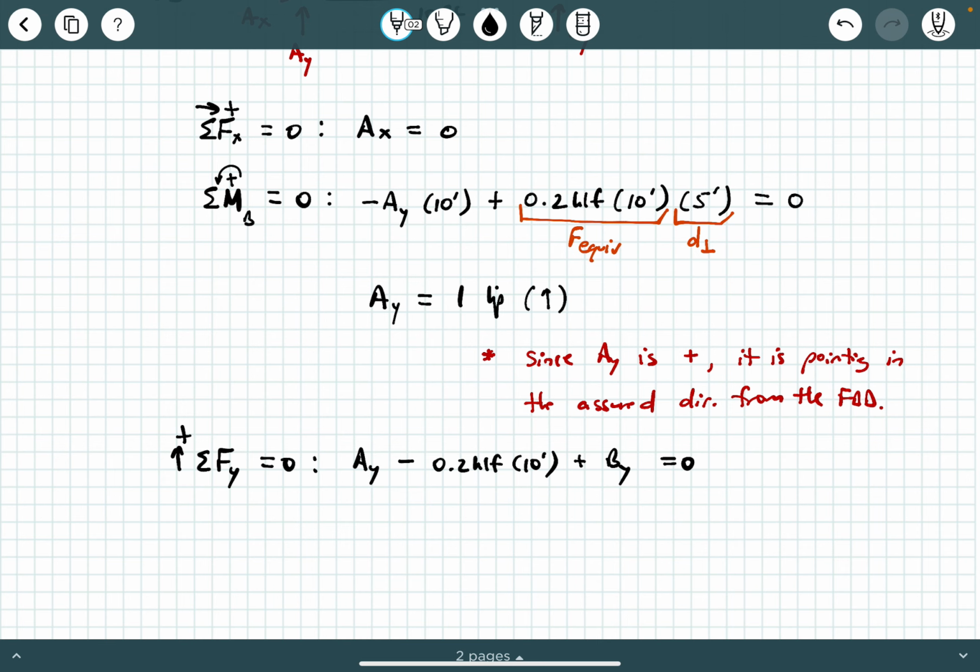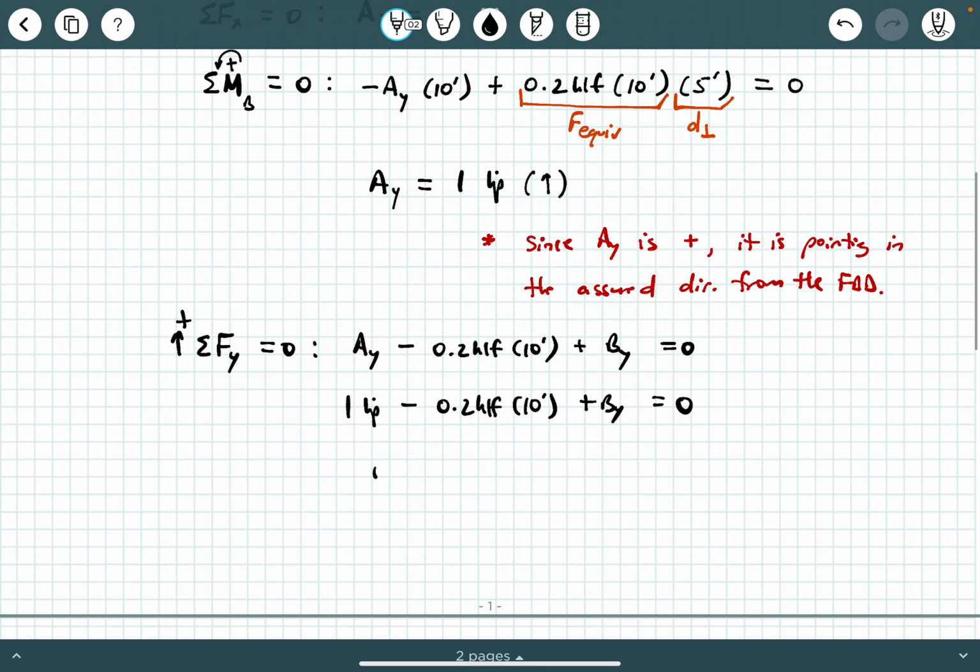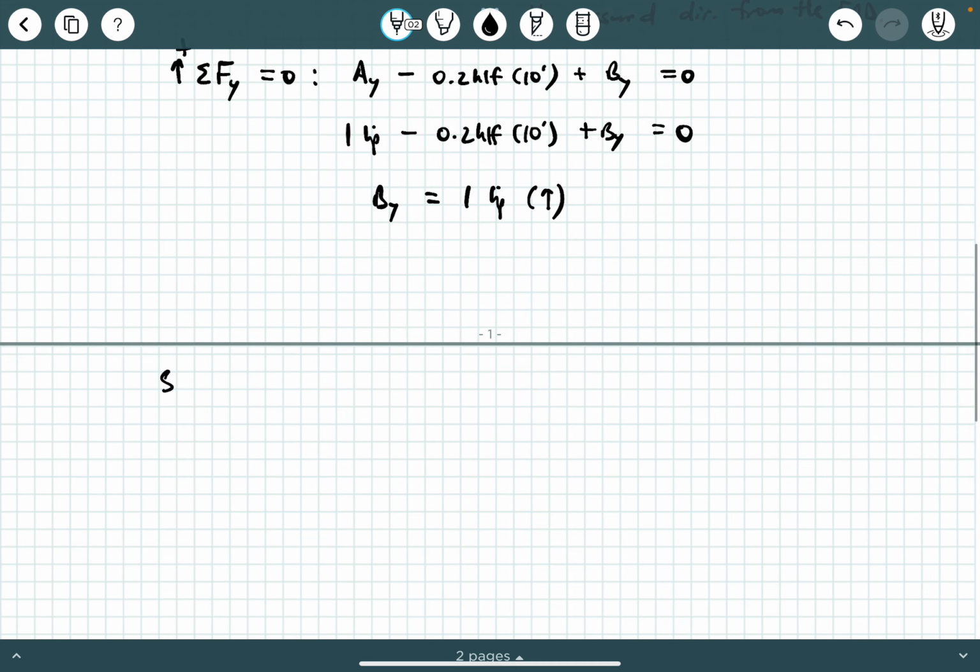Now we know Ay, right? We just solved for it. So that's 1 kip minus 0.2 KLF times 10 feet plus By equals 0. We're going to do some rearranging, and we'll get By is also positive 1 kip, which means it is reacting upwards, okay? So in summary, what do we have here? Ax equals 0, Ay is 1 kip pointing up, and By is also 1 kip pointing up.